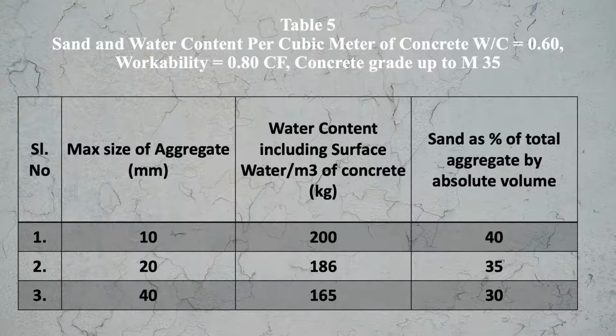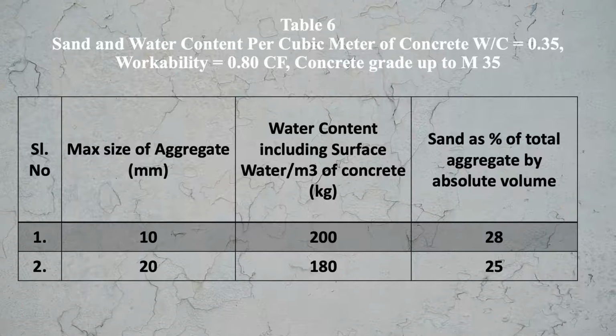So here you see in the second column the maximum size of aggregate in mm is given, then water content including surface water per meter cube of concrete in kg is given, and then sand as percentage of total aggregate by absolute volume is given. For example, if we are using the maximum size aggregate of 20 mm, then water content is 186 kg per meter cube and the sand percentage is 35. So that way you can read the water content and the sand percentage values from this table.